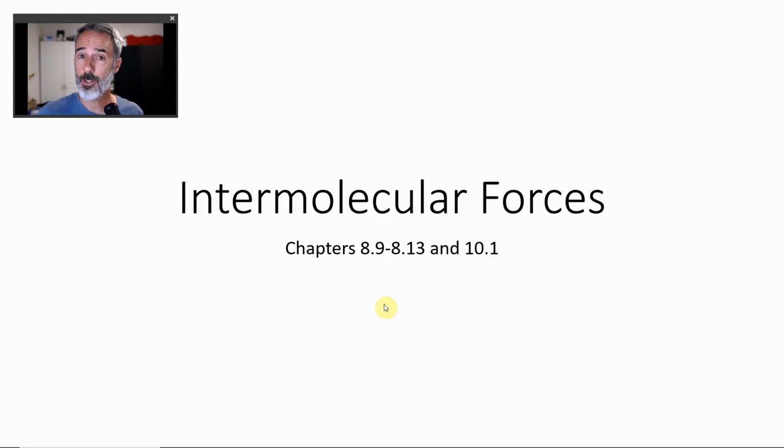Now, before we actually dig into it a little bit, I do want to remind you that this is in the textbook, chapter 8 towards the end, you can see the sections there, and also chapter 10, just the very beginning, where it'll walk through the different kinds of intermolecular forces. But this lesson is not about the kinds of intermolecular forces. That's for the next lesson. What we're going to be digging into here is just what are they and how do they impact physical properties.